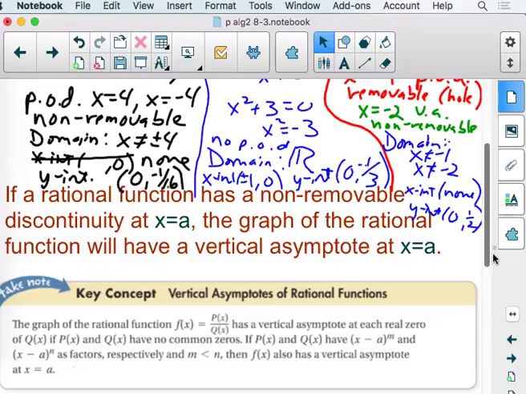So we always do these the same way. That way it becomes comfortable and it's just automatic when we do it. You factor, you look at the bottom. Find your PODs. If they cancel, they're holes. If they don't, they're vertical asymptotes. Then we go to the top. We find the x-intercept. Where's the 0 for the ring? And then we cross off all the x's and we find the y-intercept. Same way every time.